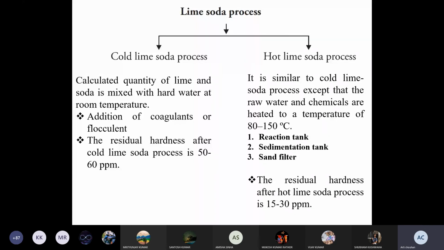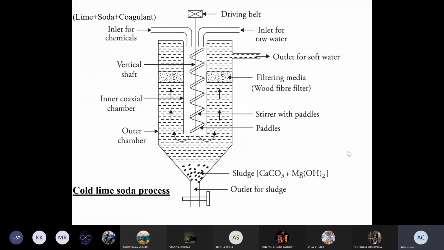Okay, so after this, you are able to see the diagram on your screen of the lime soda process. I'm going to explain the working of the cold lime soda process with the help of the diagram. You can see that one tank is there in which raw water is fed with the help of inlets. On the left hand side there is an inlet for chemicals, and on the right hand side an inlet for raw water. The chemicals like lime, soda, and coagulants, and the raw water are fed in that tank with the help of these inlets, and that tank is fitted with one stirrer.